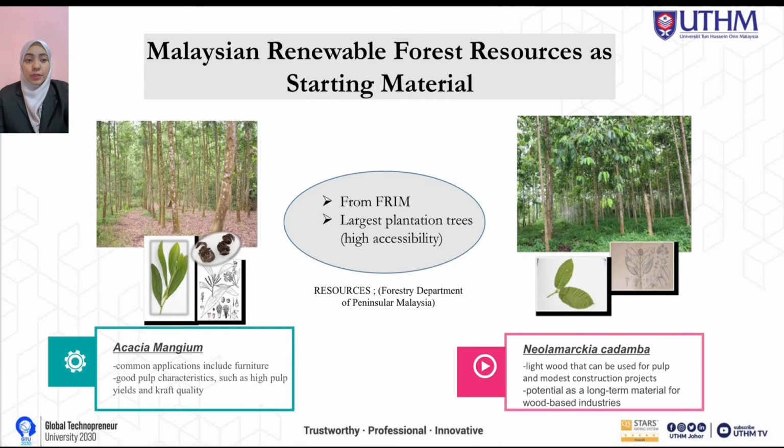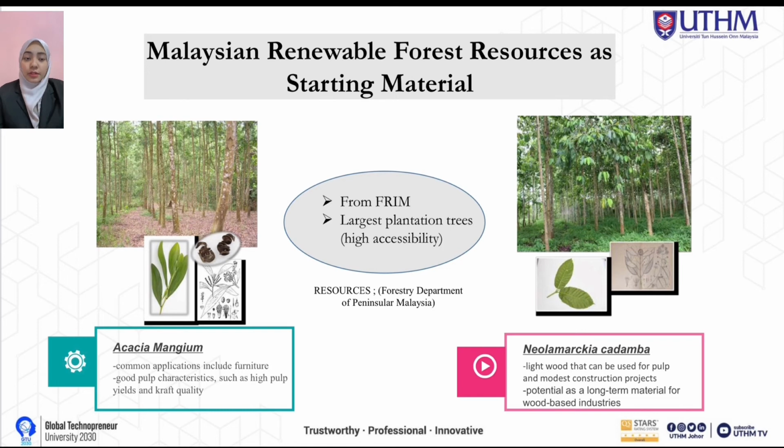Acacia mangium and Neolamarckia cadamba are being used as starting materials, in cooperation with the Forest Research Institute Malaysia, FRIM, to extract cellulose nanofibrils, CNF. These two plant species were chosen because they have been planted and are available in Malaysia in plantation forests.